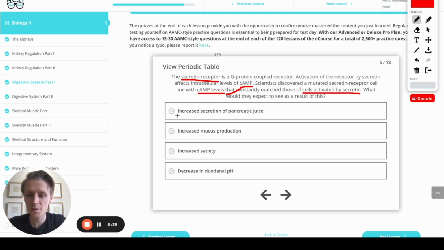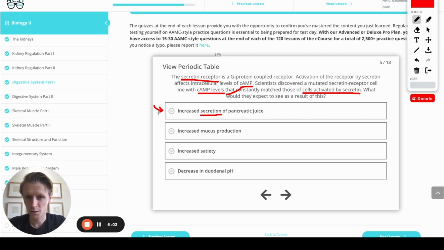The first answer option, increased secretion of pancreatic juice. That's actually going to be the correct answer because it makes perfect sense with what we've been talking about. Secretin triggers the pancreas to release pancreatic juices. In case you haven't caught on just yet, secretin sounds almost exactly like secretion. That will help you remember this and keep this answer straight. Let's look at our other answer options real quick though and see why they would be wrong.